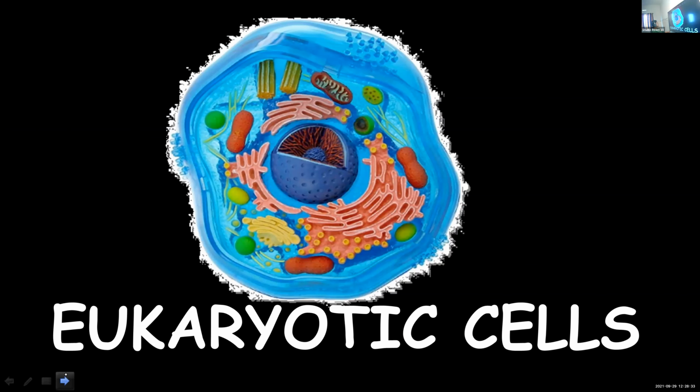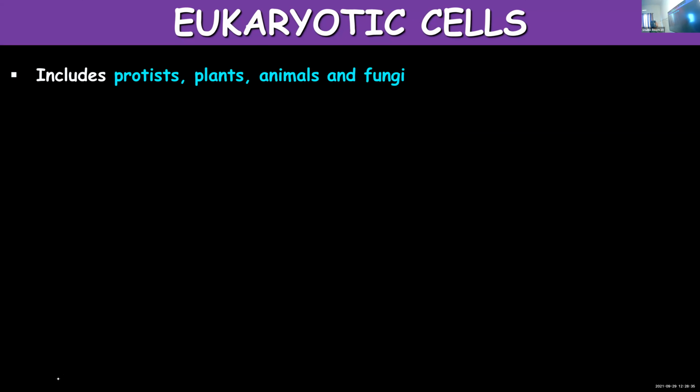Eukaryotic cells include protists, plants, animals, and fungi. Which are the 5? Children, can you see the screen? Yes, ma'am. Okay. Which are the 5 kingdoms that you have learned in class 9?